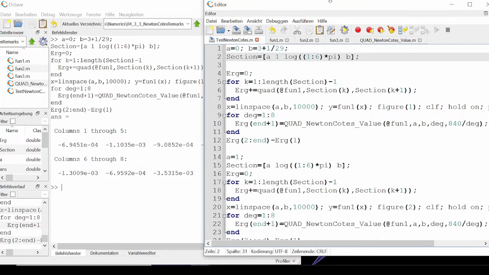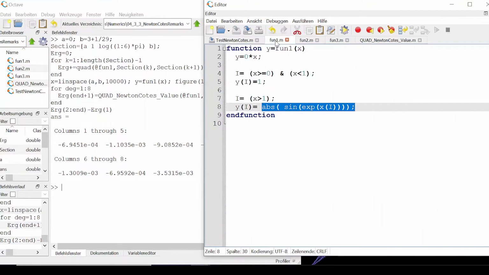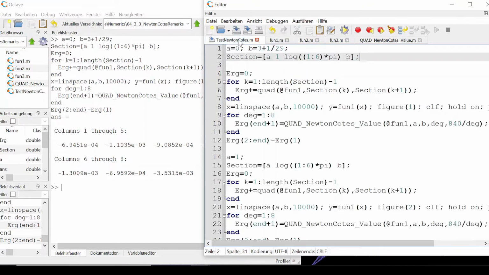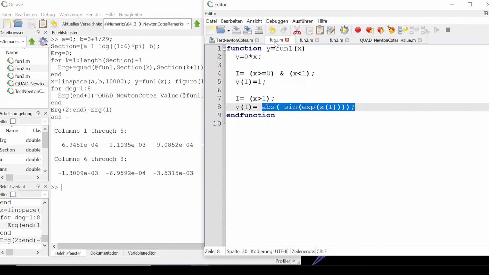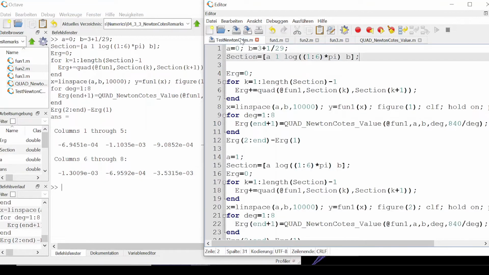And due to the nature of the function, which is sine of exponential of x, I can easily solve the equation where that function is 0. When does the sine produce a 0 value? It produces the 0 value for multiples of pi. And when does the exponential give us a multiple of pi? This is at the logarithm of k times pi. So this explains that. So I want to subdivide the interval in these parts, and please remember this trick.